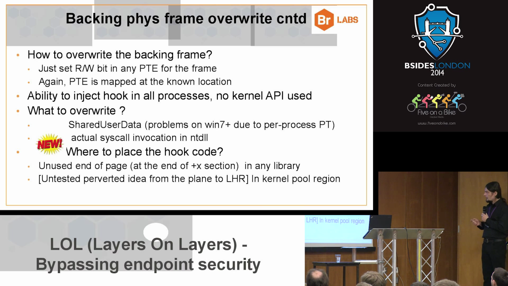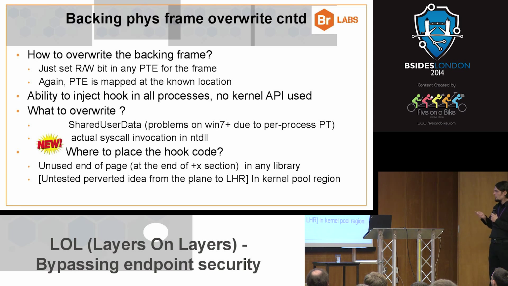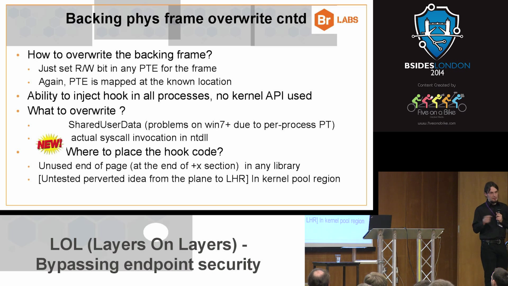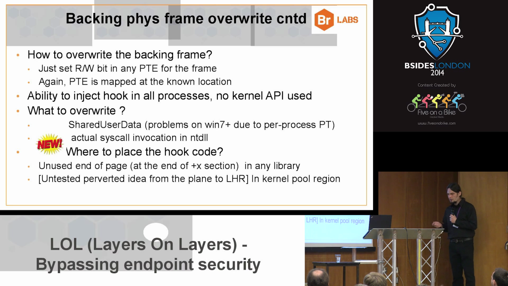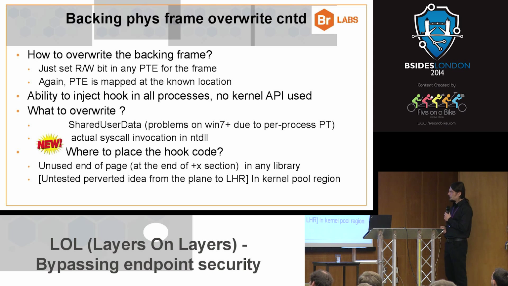So there are two questions: what to overwrite and where to place the hook code. This idea of overwriting the memory of a user mode process was discussed before, and people suggested that the shared user data structure is the best one. Again, because it's shared in all the processes, and also on 32 bits, it controls how the syscalls are dispatched. There is a pointer in it that says this is the actual function that dispatches the system call.